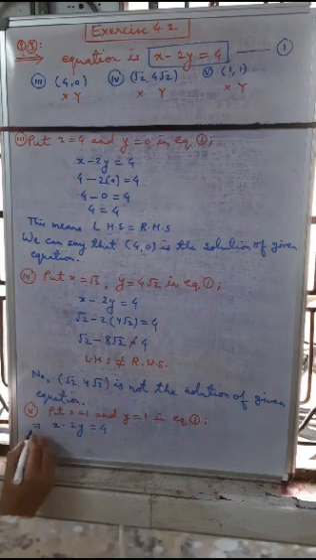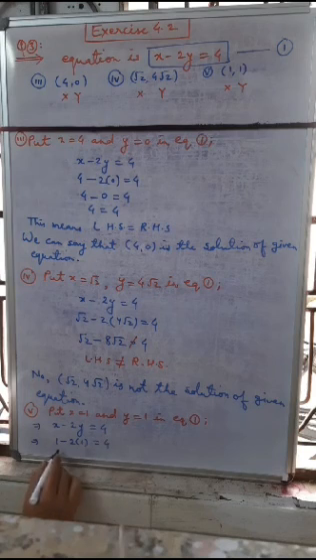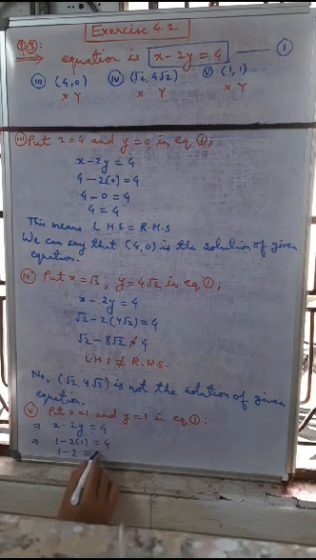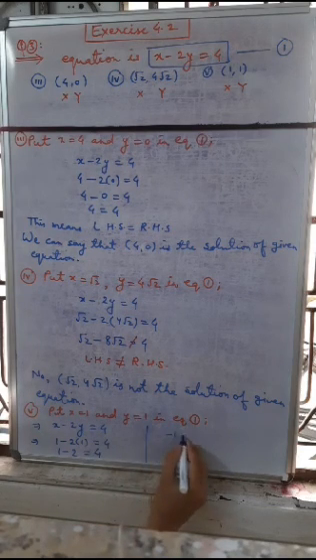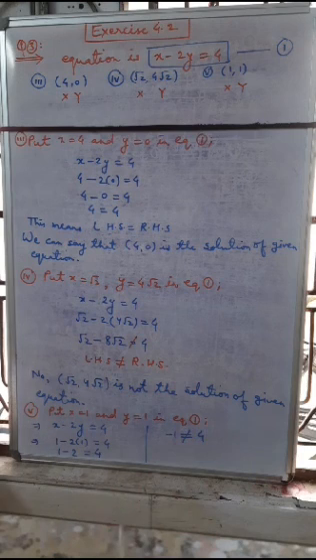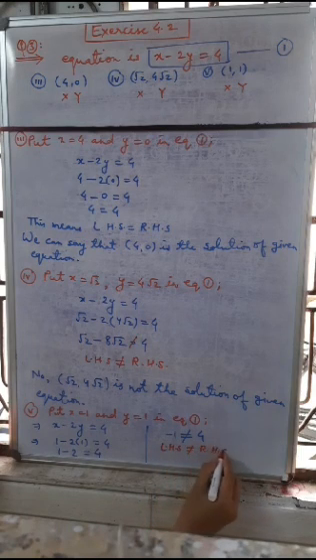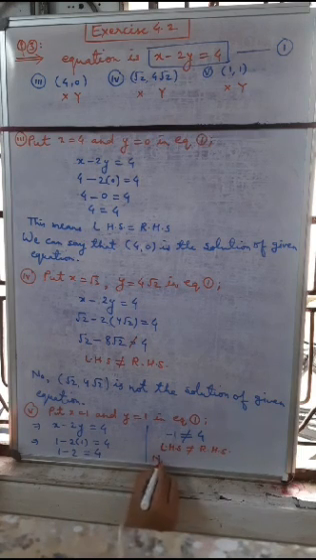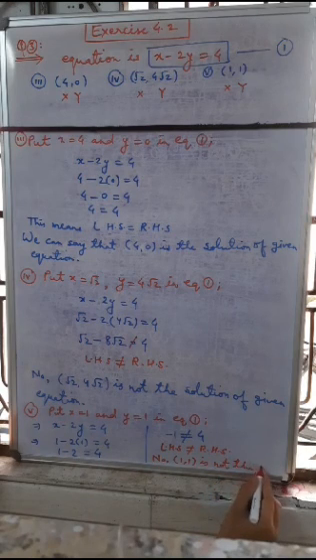So in place of x we will put 1 minus 2 into 1 is equal to 4. So 1 minus 2 into 1 is 2, so 1 minus 2 is equal to minus 1, which does not equal 4. So the problem is that left hand side does not equal right hand side. So at the end we can write: no, the point (1, 1) is not the solution of the given equation.